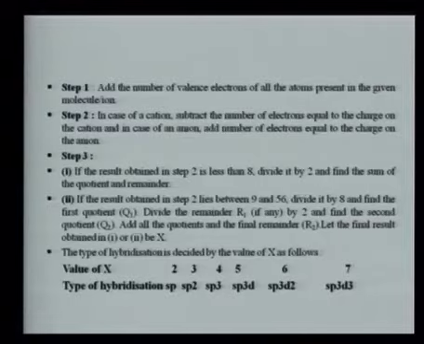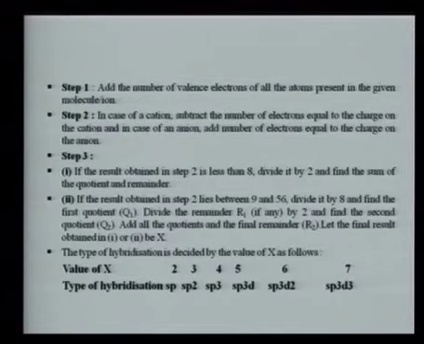When you find out the hybridization, there are different steps involved. Step 1: add the number of valence electrons of all the atoms present in the given molecule. Step 2: in case of a cation, subtract the number of electrons equal to the charge on the cation, and in case of an anion, add the number of electrons equal to the charge on the anion. Step 3: if the result obtained in step 2 is less than 8, divide it by 2 and find the sum of the quotient and remainder.